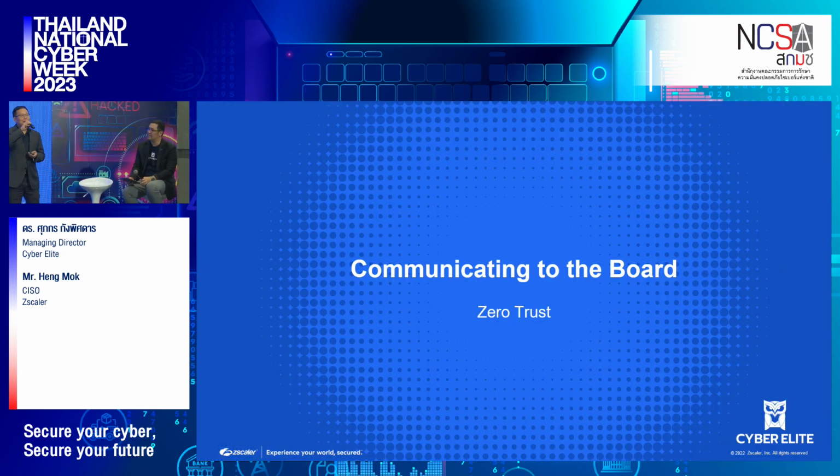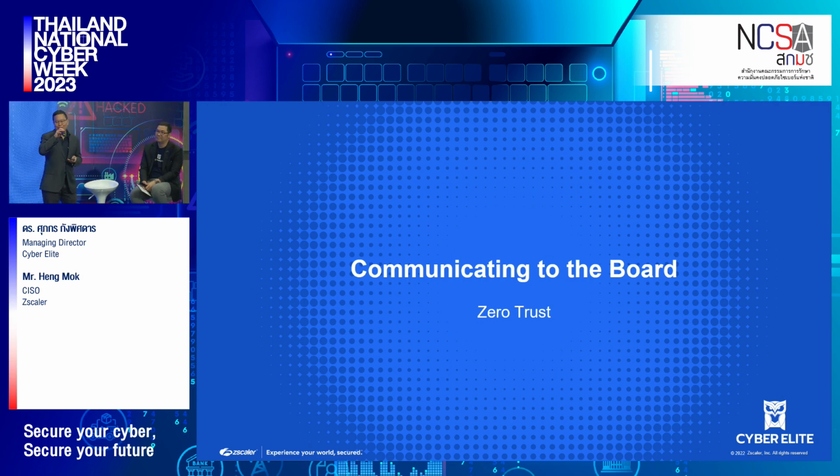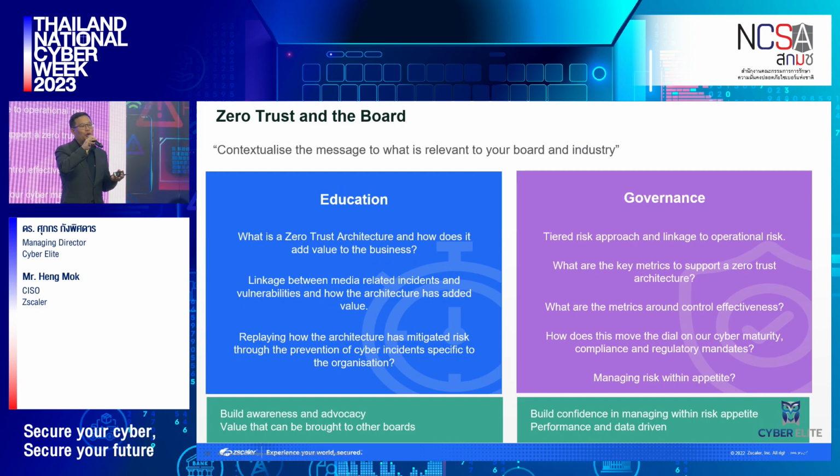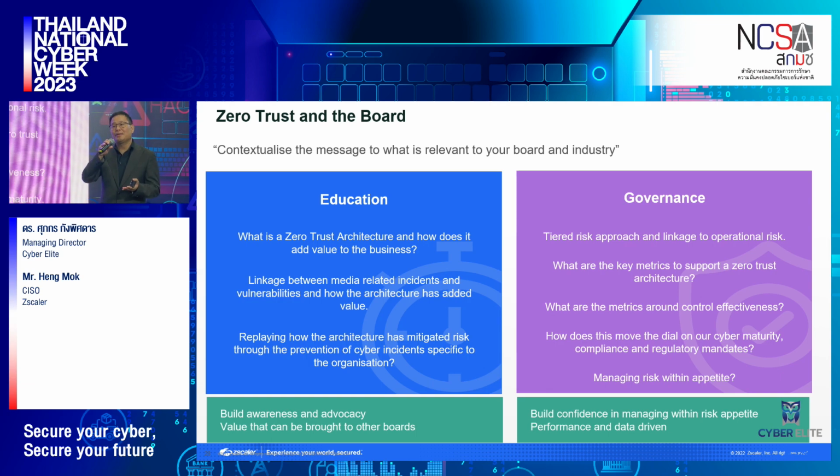So the last part I just wanted to talk a little bit about was communicating to the board on Zero Trust. When we communicate to the board, generally there's going to be two areas. There's going to be contextualizing the message to what's relevant in your industry.